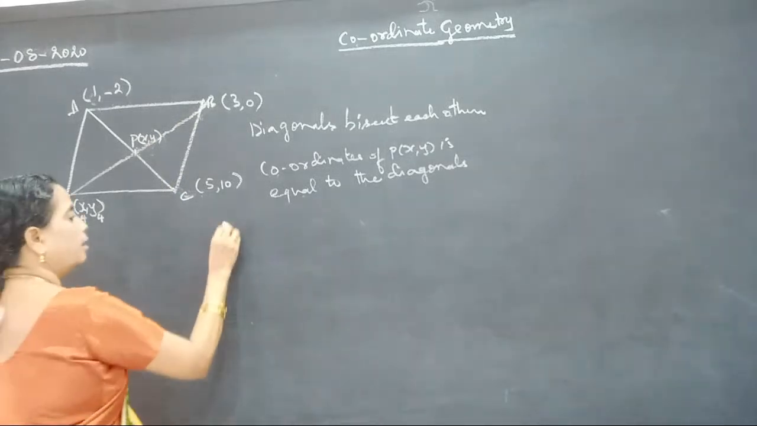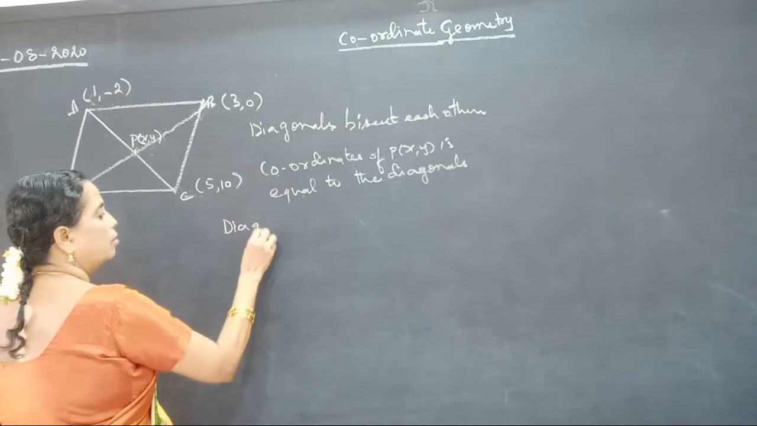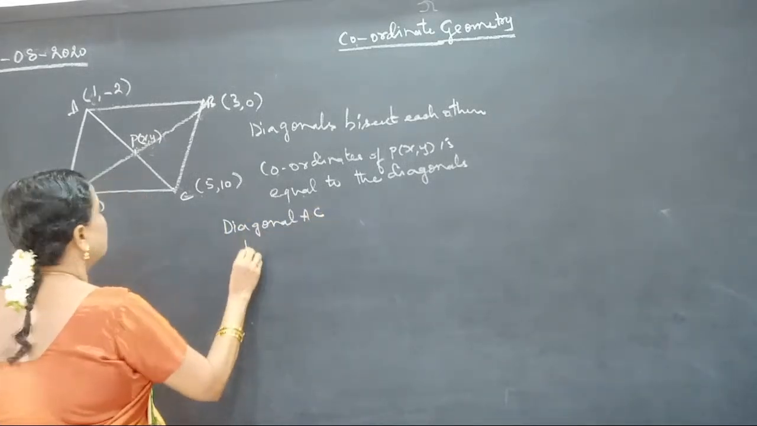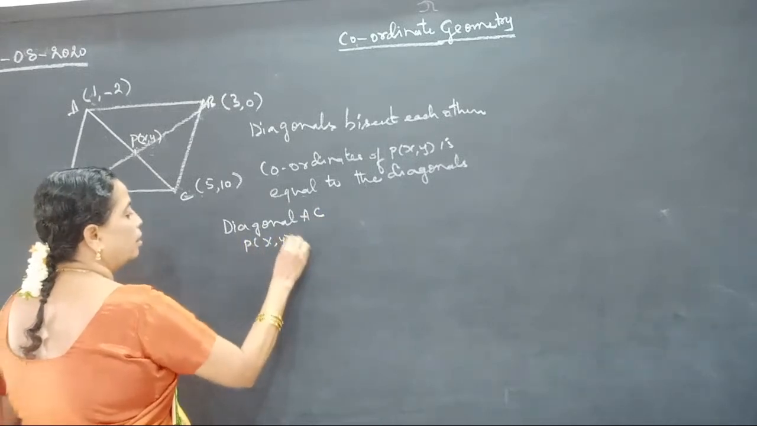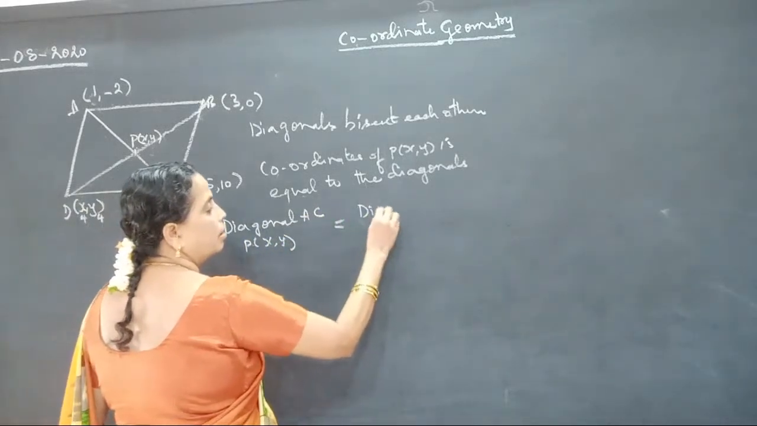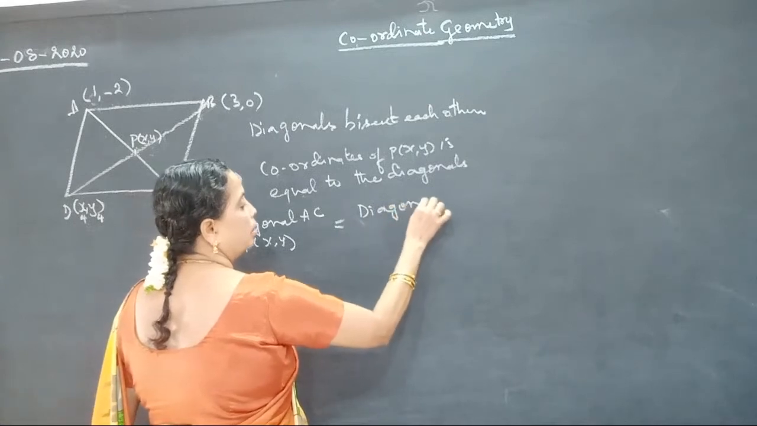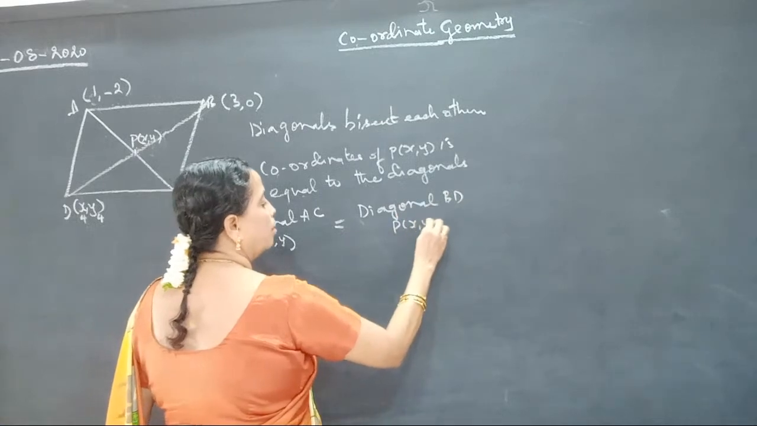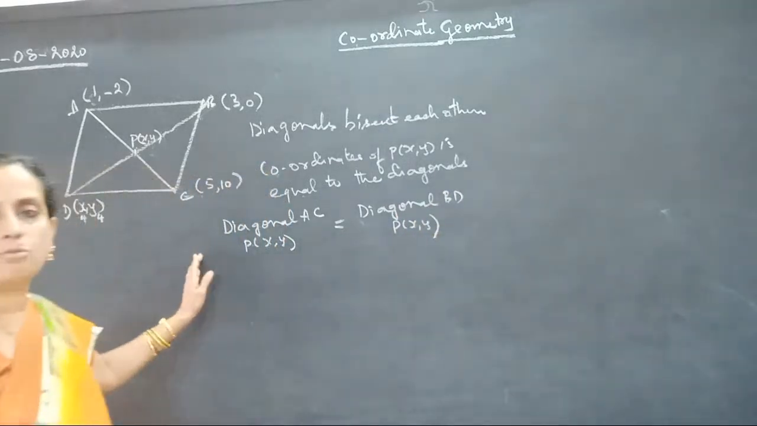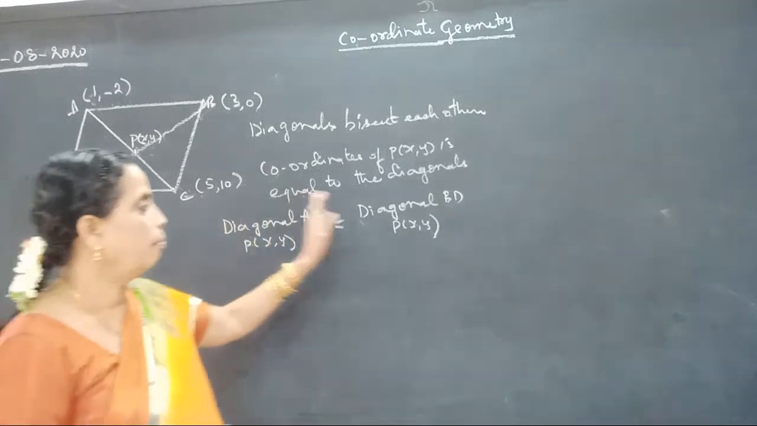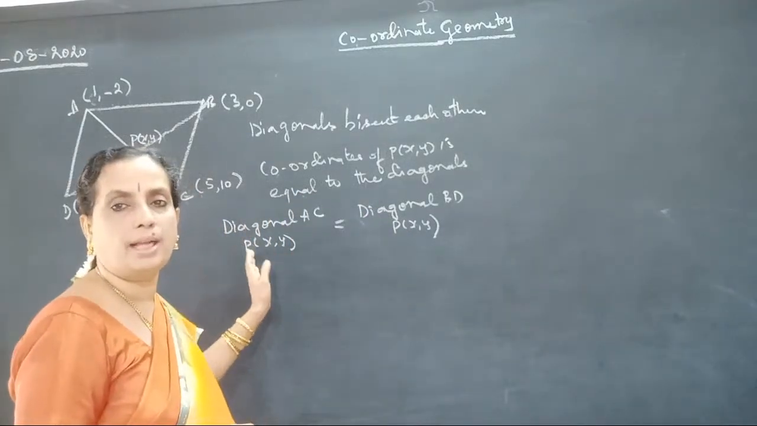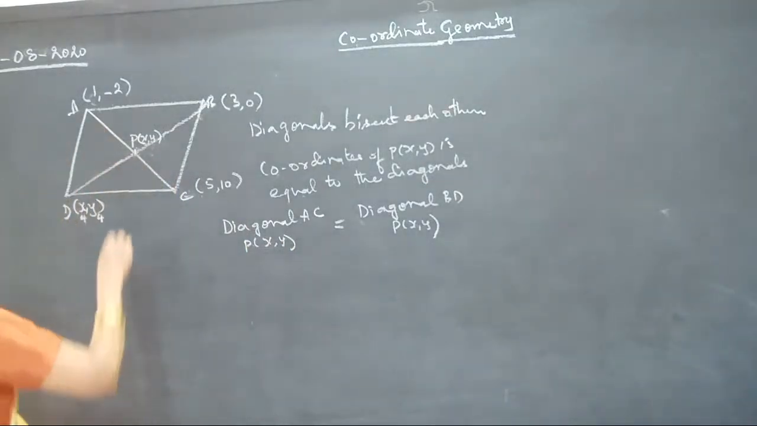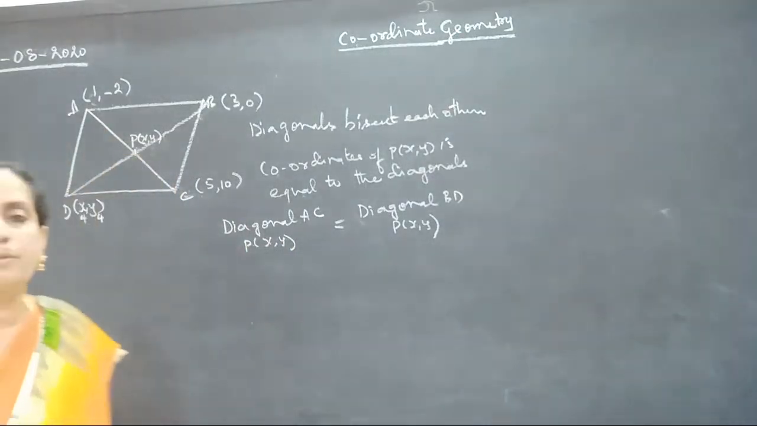Then you write here diagonal AC, P x comma y, diagonal BD, P x comma y. Both are the same. The x value of diagonals AC and BD are the same. The y value of diagonals AC and BD are the same. Since they bisect, we apply the midpoint formula.